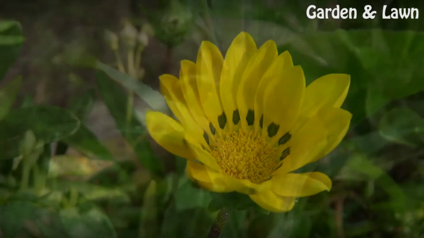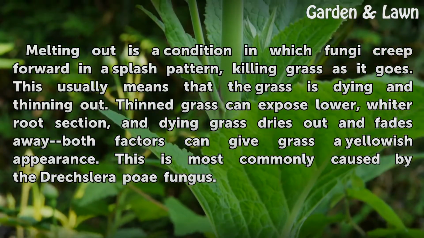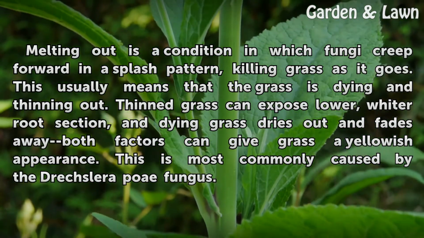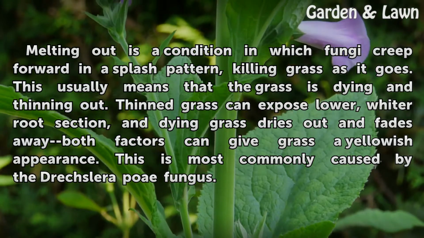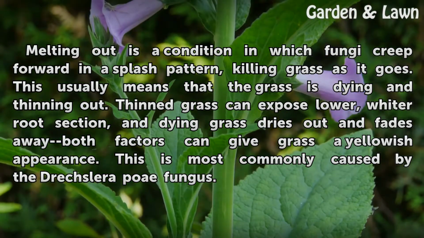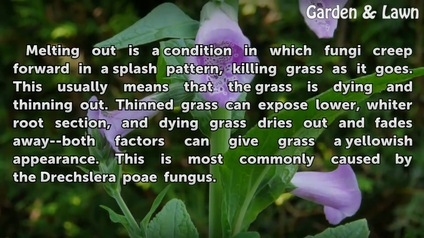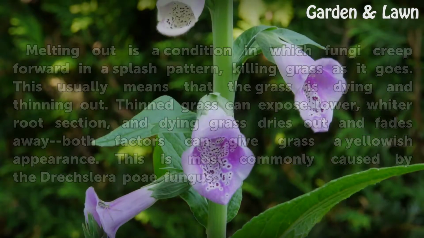Melting out. Melting out is a condition in which fungi creep forward in a splash pattern, killing grass as it goes. This usually means that the grass is dying and thinning out. Thinned grass can expose lower, wider root sections, and dying grass dries out and fades away. Both factors can give grass a yellowish appearance. This is most commonly caused by the Drechslera poae fungus.